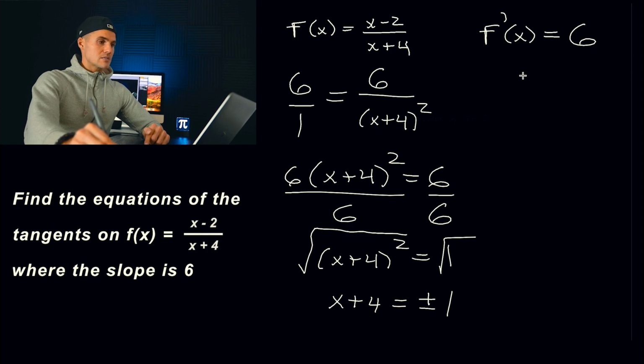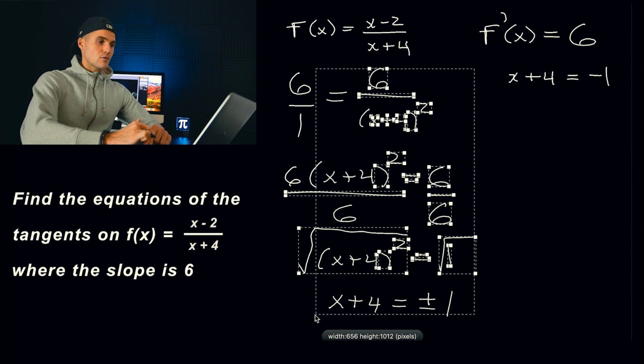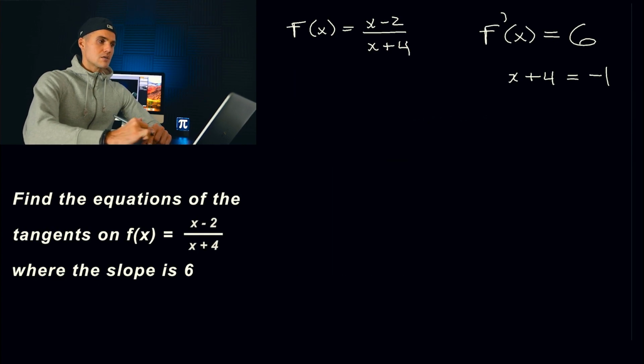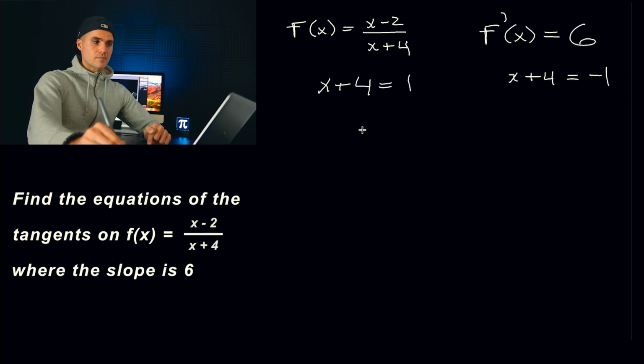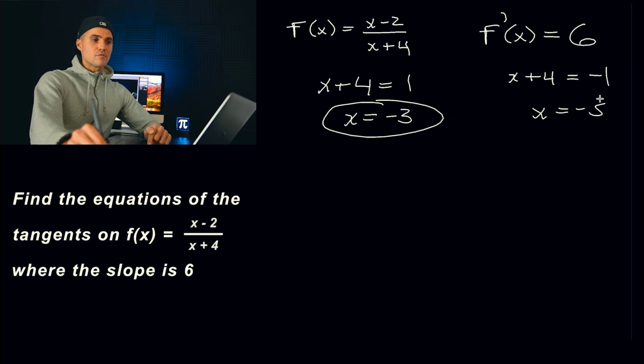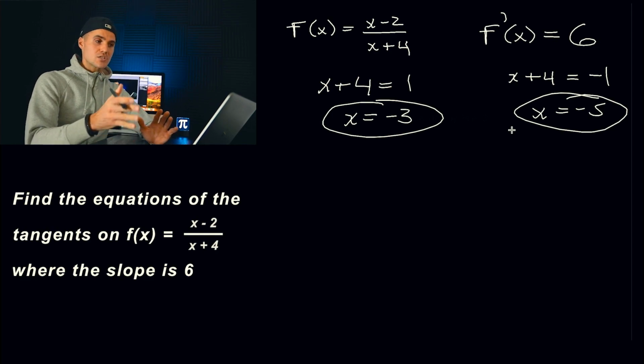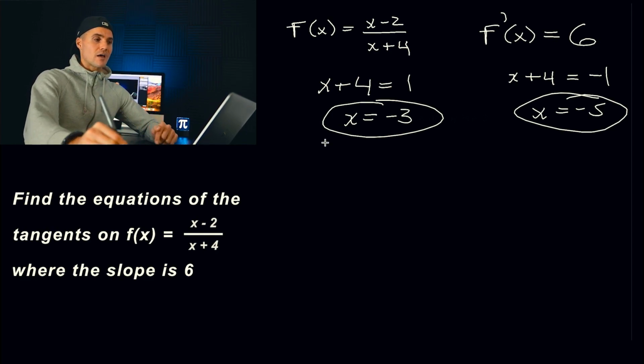So let me actually write these cases up here. One of the cases is going to be x plus 4, when is that going to equal -1? And then this other case I will write over here. Let me erase all this. And so we're going to find out when does x plus 4 equal +1, like this. So notice here, it's going to happen at an x value of -3. And over here, it's going to happen at an x value of -5. Okay, so we have to find the equations of the tangents on this function at those 2 different x values.